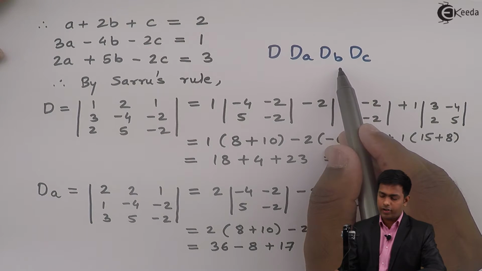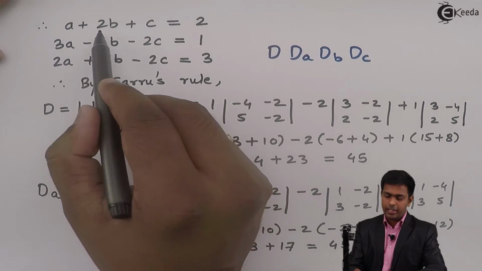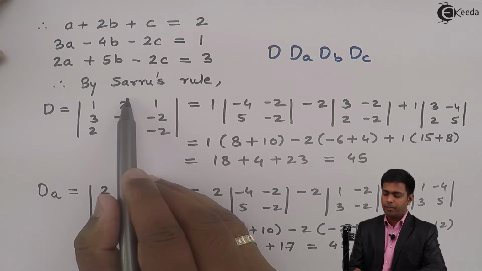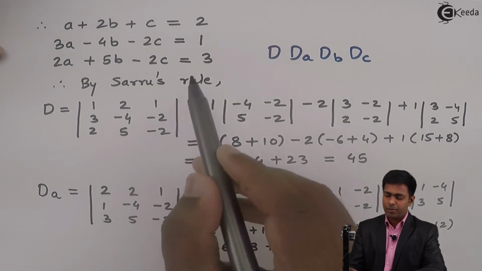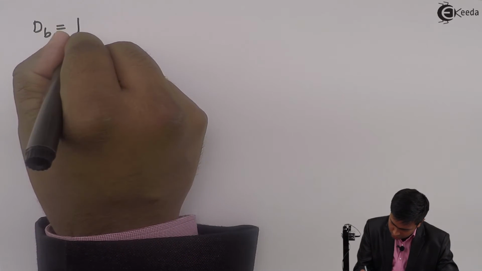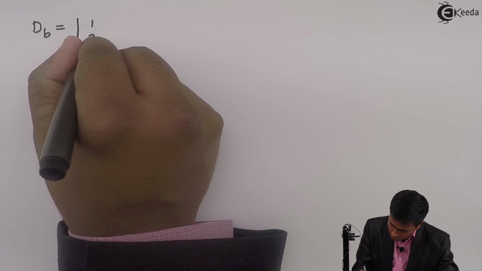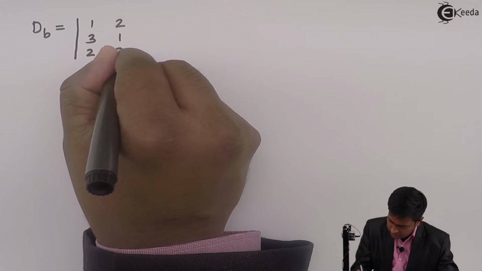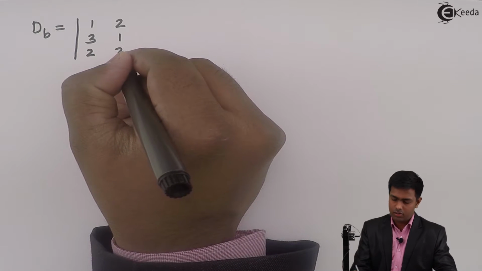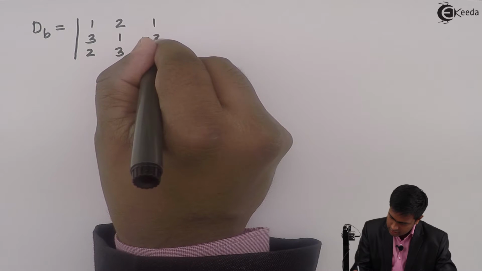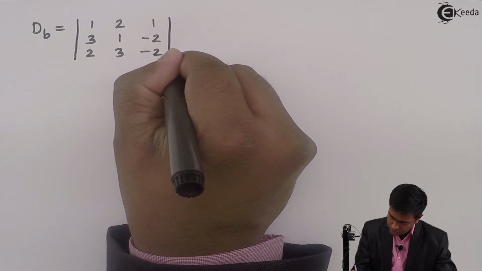To get the value of DB, we'll replace the coefficients of B by the constants. So here the middle column will be replaced by the constants. So this will become DB equal to 1, 3, 2 as it is. The middle column will become 2, 1, 3, that is the constants, and the last column is as it is, that is 1, minus 2, minus 2.